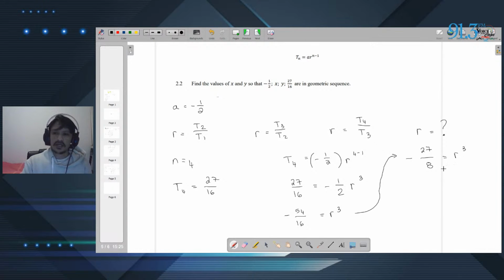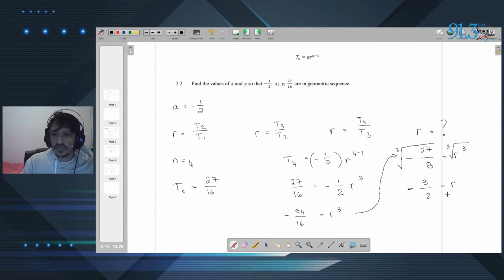Now, this is lucky. If this had to be to the power of 2 equaling a negative number, we know that isn't possible, but we can have a cubic function equal to a negative value. So we're just going to cube root this to find our ratio, and cube root this as well. The cube root of negative 27 is just going to be negative 3, and the cube root of 8 is 2. And this is equal to R. Now we have found our ratio. R is equal to negative 3 over 2.